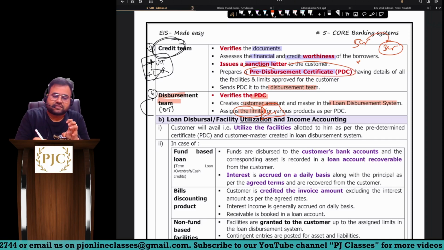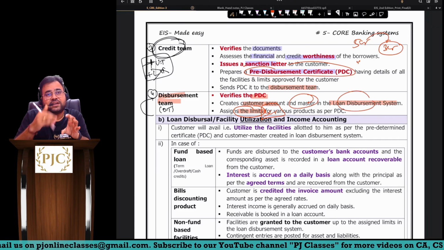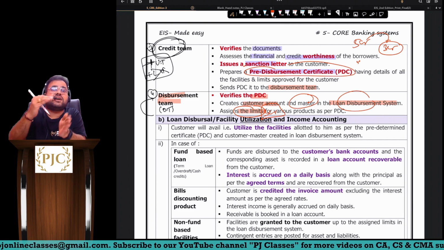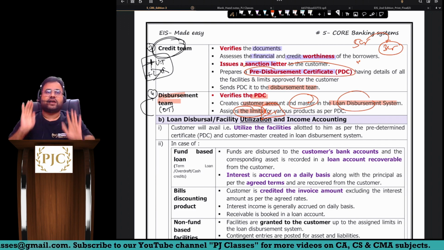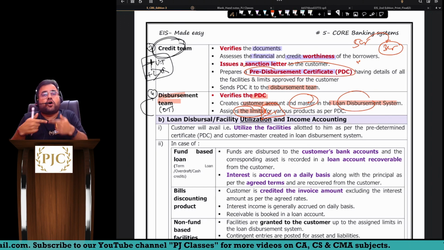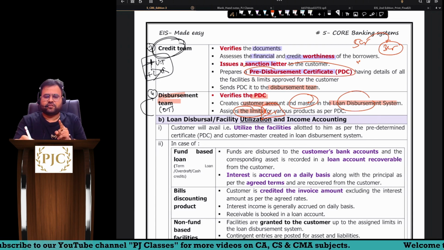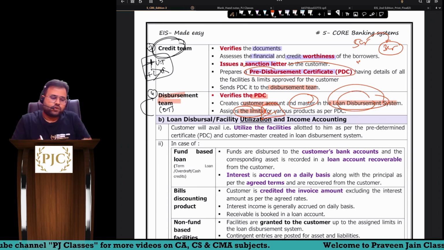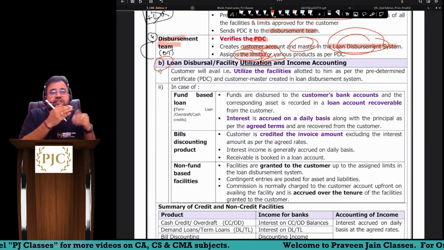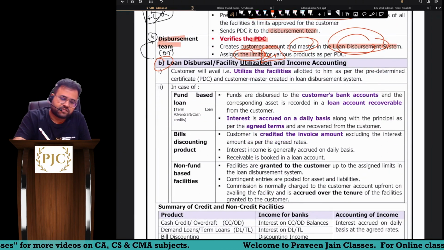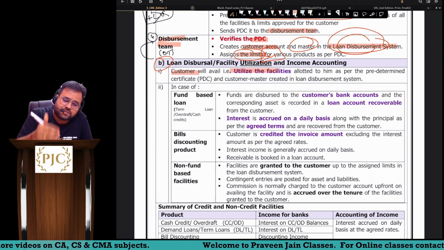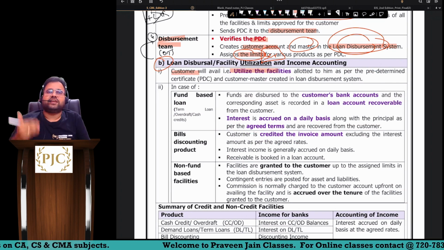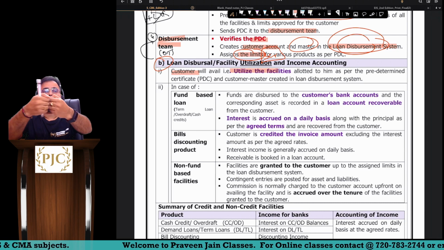So here the customer master should also be created. Loan details also should be entered, and how much is the loan limit, that also has to be written, sir. Okay, who will do all this entry in the core banking system? That is the loan and disbursement system, sir. Disbursement team. And now, sir, what should the disbursement team do? Sir, step 2, they have to disburse. So the customer will avail, matlab utilize, the facilities, sir. Okay, so now we have to disburse.